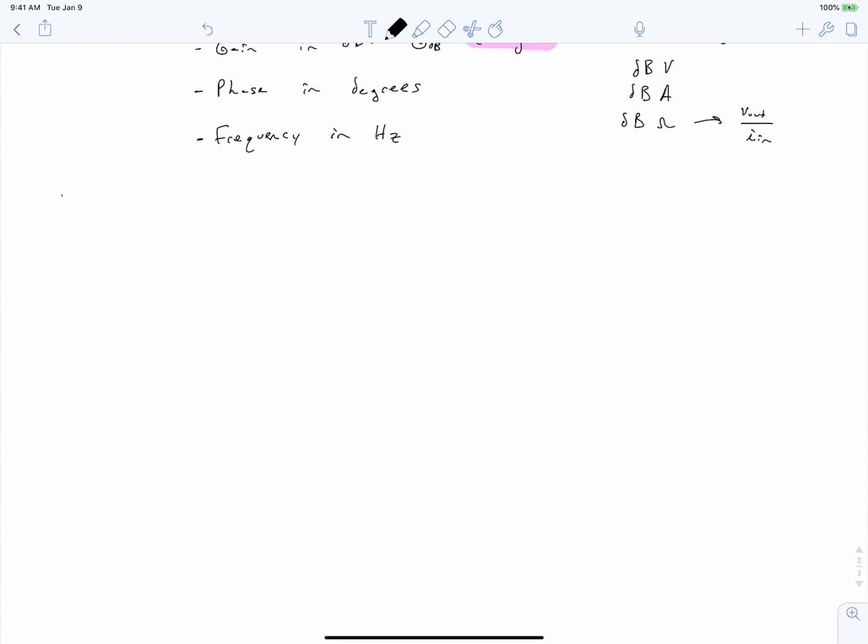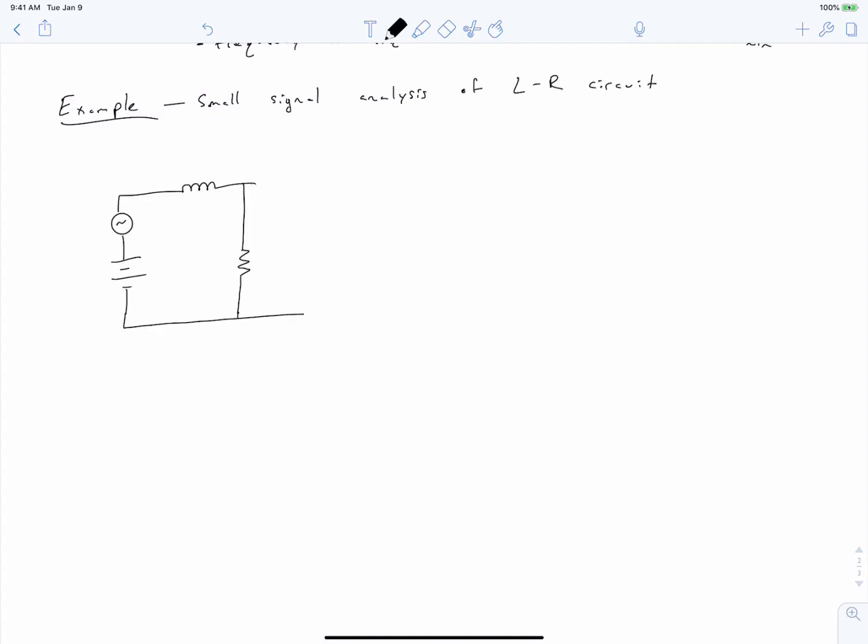So now let's talk about an example of a transfer function for a circuit. Let's say that we're going to do small signal analysis of an LR circuit. And so what we're trying to do is establish a transfer function, the small signal transfer function, that relates our small signal output to our small signal input perturbation. This is the transfer function we're trying to find.